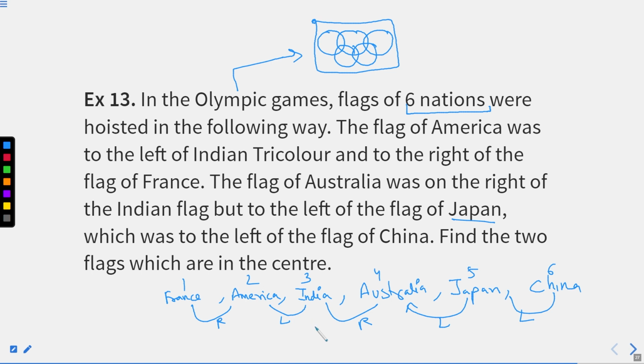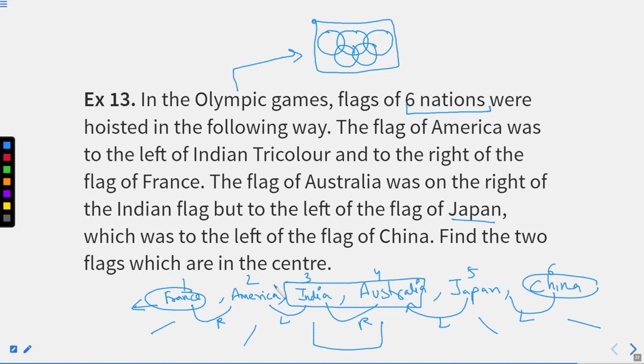We know that in between we are left with India and Australia. On the ends we have France and China, and on the before-ends we have America and Japan, right? Now read the question carefully, mark their numbers. On the ends, on the left hand side we have France. On the right hand side, we have China. As they are 6 in number, in the middle we have India and Australia.